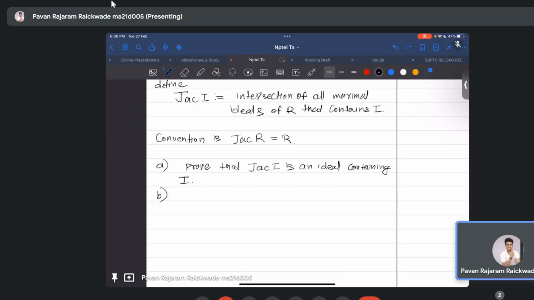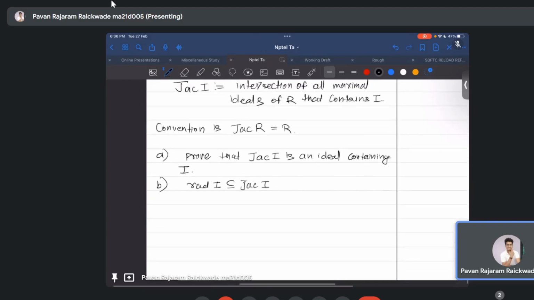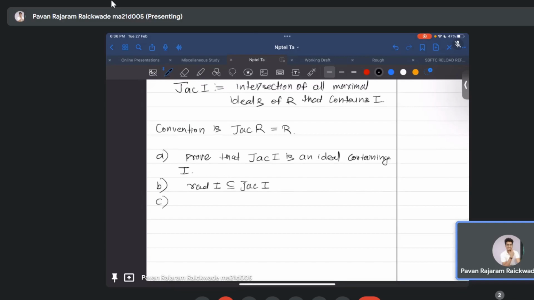Second, you have to show that the radical ideal of I is contained in Jac(I). And then, for n strictly greater than 1, describe Jac(nZ). Okay, there are three questions. The first one is easy, I'll leave it to you as an exercise. Since the intersection of ideals is again an ideal and every one of them contains I, Jac(I) will also contain I. So it is very straightforward.